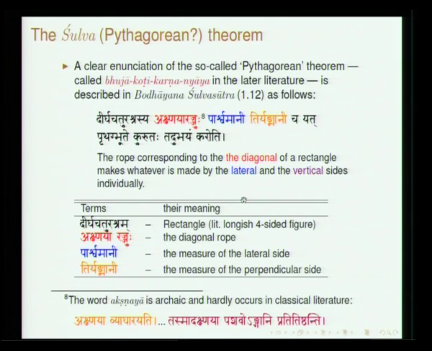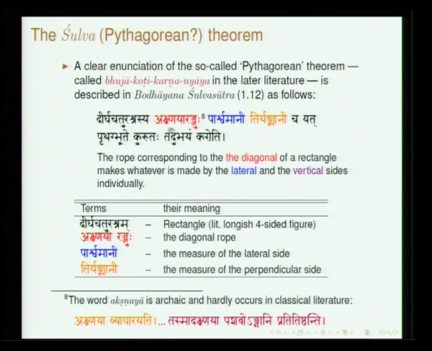Then we have the so-called Pythagorean theorem, discussed here, and it is an explicit statement. Dirgha Chaturashrasya Akshnaya Rajjuhu Parshvamani Tiryangmani cha Yet Prithak Bhute Kurutaha Tadubhayam Karoti. This is the statement of the Pythagorean theorem. Dirgha Chaturashra: Chaturashra, as I said, refers to a four-sided figure. Ashra is side. Dirgha Chaturashra means elongated, which basically refers to a rectangle. Dirgha Chaturashrasya.